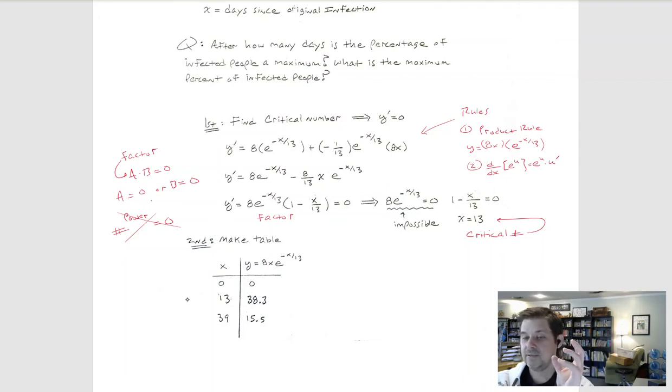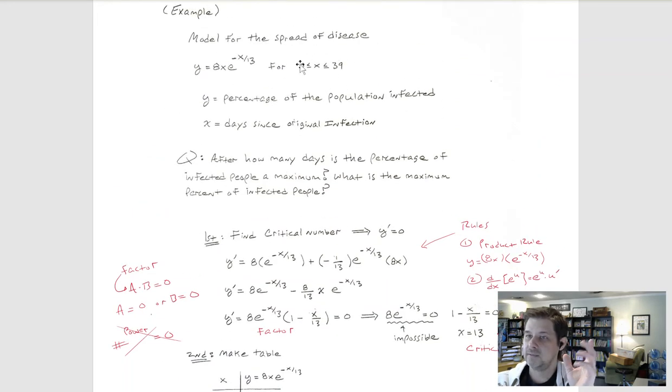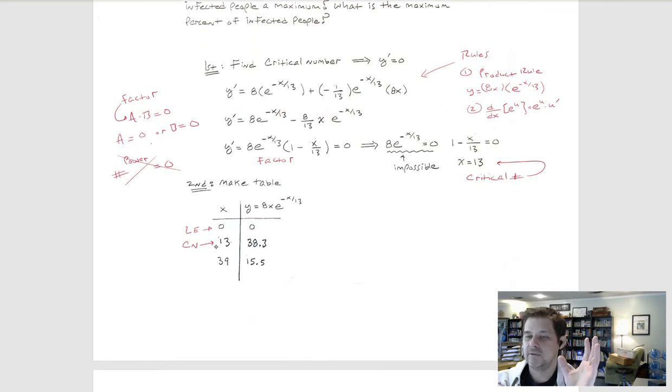So on our table then, notice I'm doing what is according to the procedure. I've got a left endpoint for my interval, which was 0, wasn't it? Yeah, the function applies from 0 to 39 days. The critical number was 13, and my right endpoint was 39. From there, I do the math, again with my calculator, there's nothing special about this part. These are my days into the infection, and this is the percent of people infected.